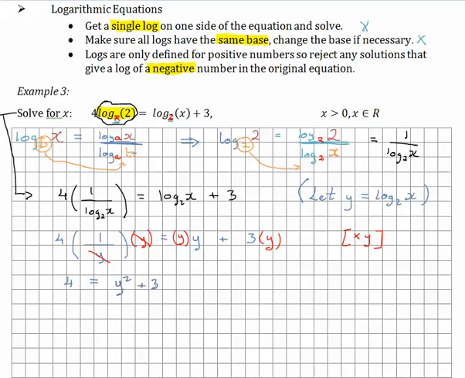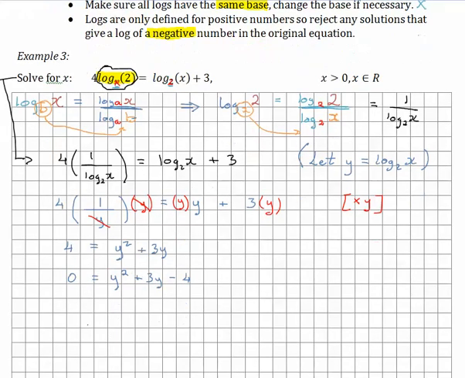equals y times y, y squared, plus 3y. Again it's like a quadratic, but we need to get everything to one side, so let's subtract 4 from both sides. What happens then is I get y squared plus 3y minus 4, and on the left I get 4 minus 4, which is 0, and I have a quadratic.